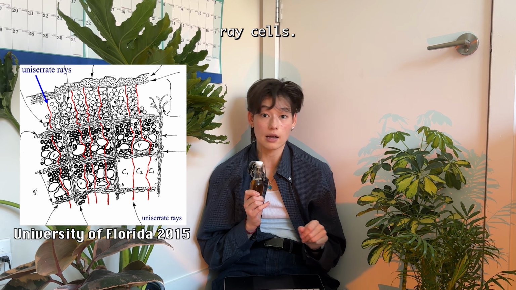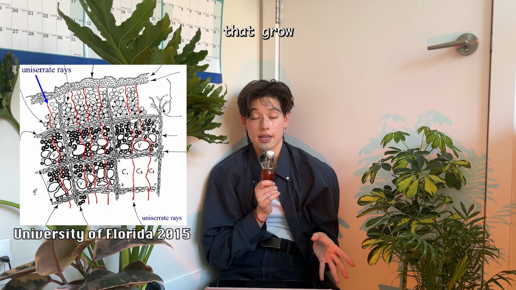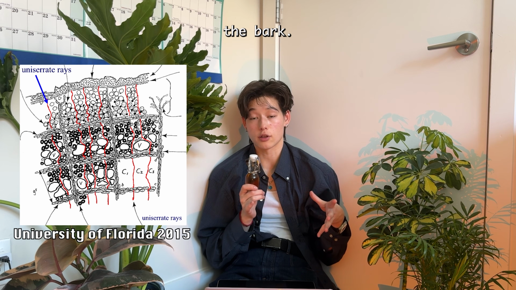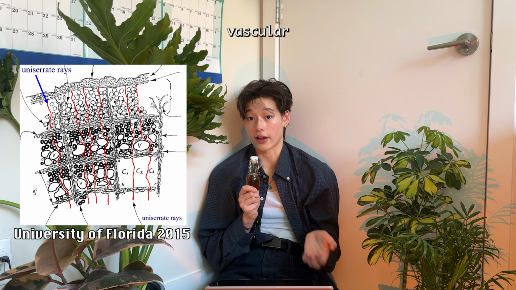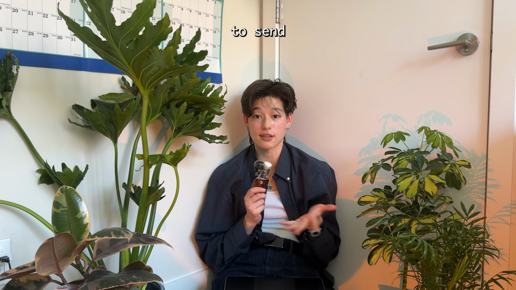So we have these two elevator-like vertical transport systems, but there's also a horizontal transport system in the form of ray cells, which are ribbon-like sheets of cells that grow radially from the center of the tree out to the bark. They grow perpendicular to the grain, and they're also sometimes called medullary rays or vascular rays. So with the combination of the xylem, the phloem, and the ray cells, the tree is able to send things where they need to go.